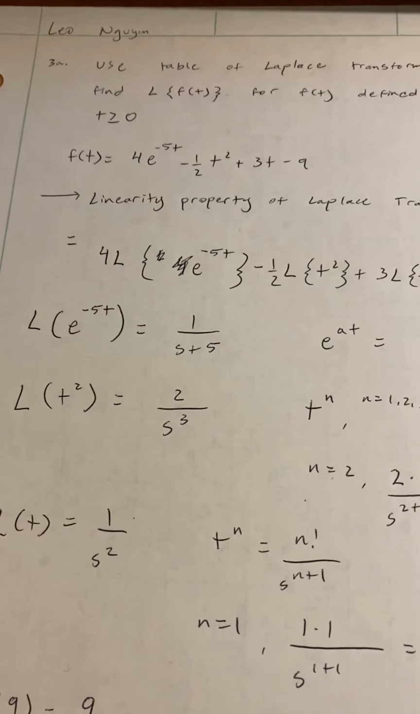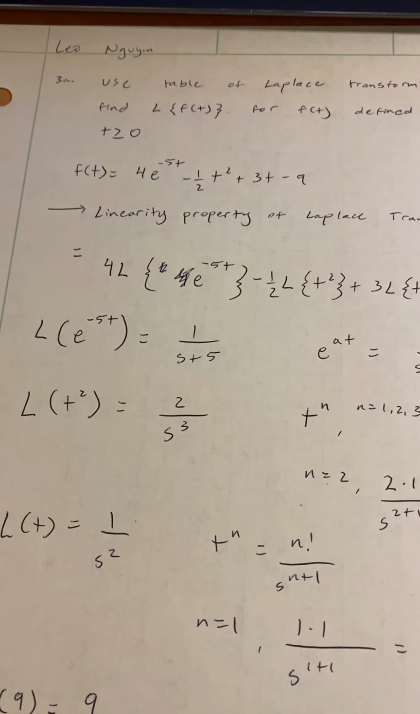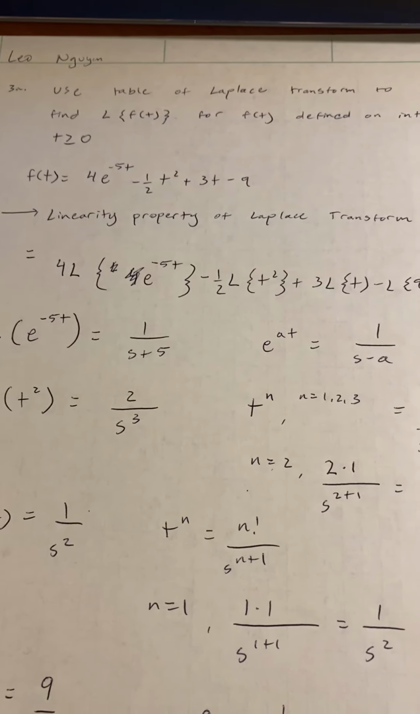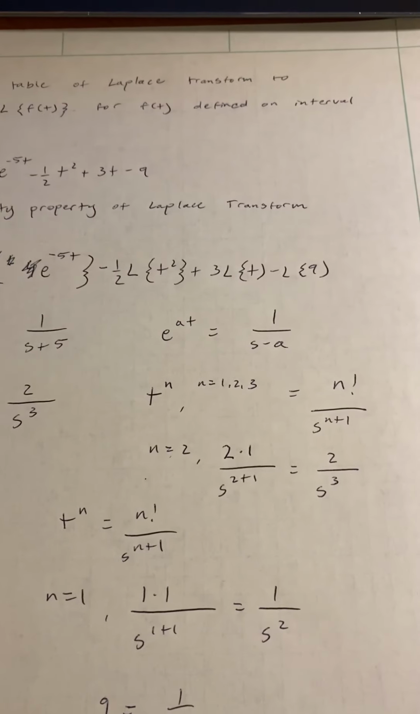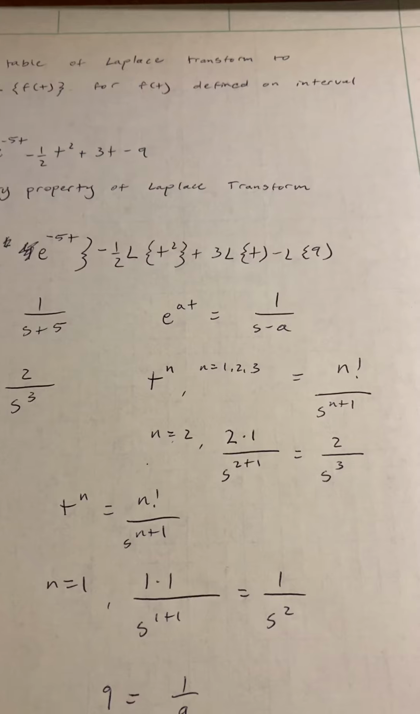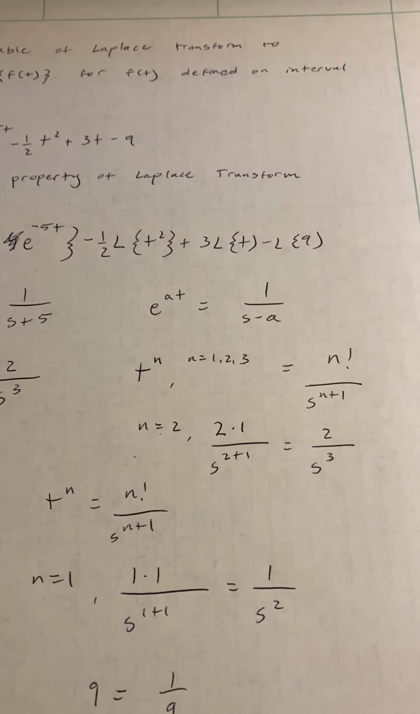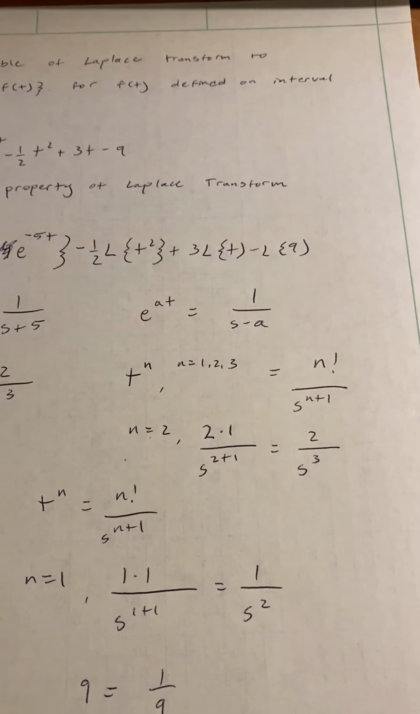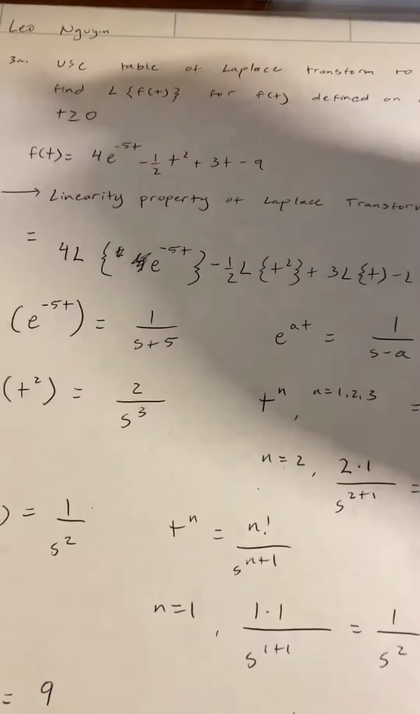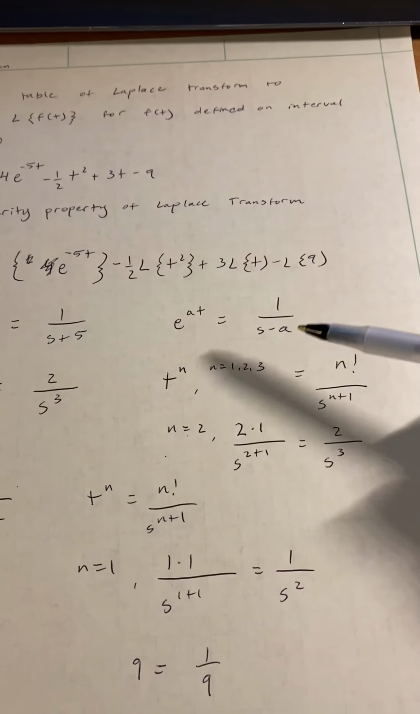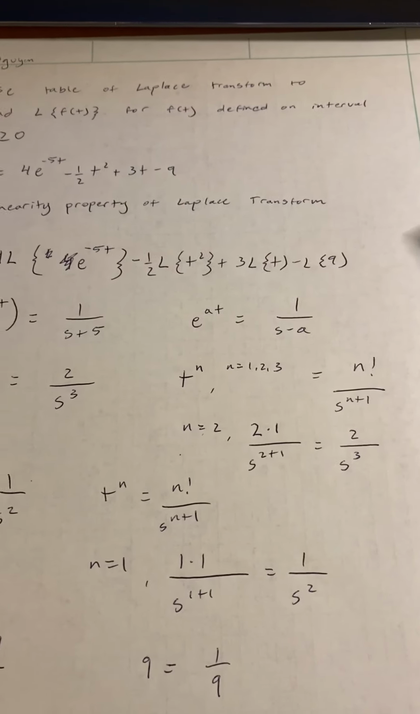So the first one, we have L of e^(-5t), which is 1 over s plus 5. Using the website the professor gave us for Laplace transforms, a table of them, e^(at) is equal to 1 over s minus a. In this part, we have negative 5, so it's going to be s minus negative 5, so that makes it positive.